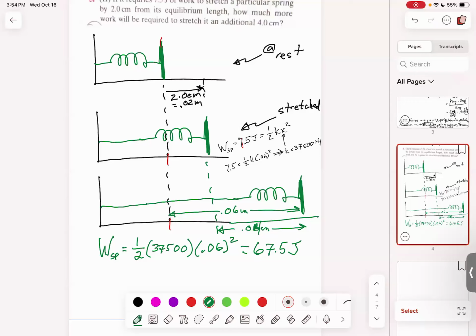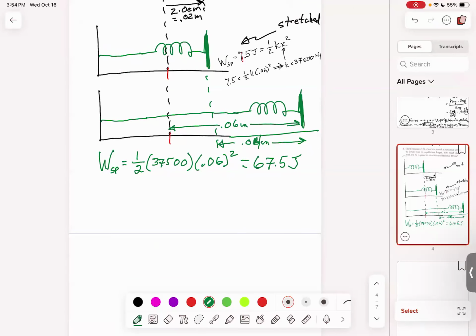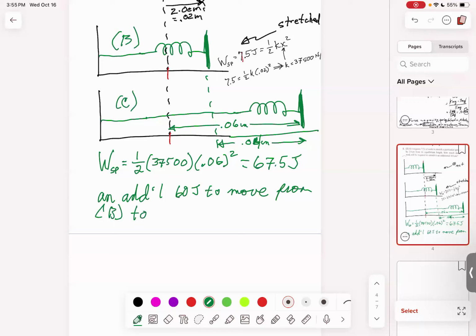So what does it take to get us to that spot from the previous spot? So it's going to take an additional 60 joules to move from, we'll just call it B to C. It asks us to compare it from the previous spot. Okay. All right. That was problem number 5.